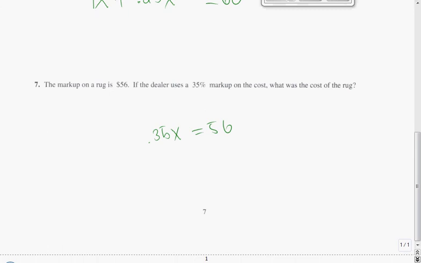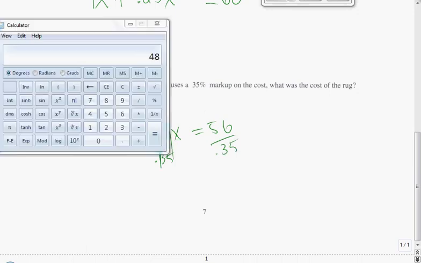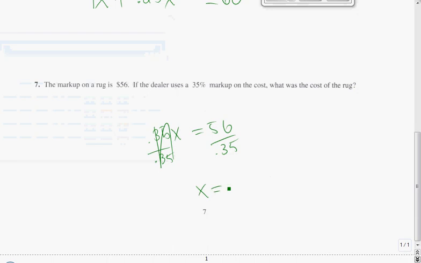We want to get x by itself, so we divide both sides by the coefficient of x, which is 0.35. The x cancels out here, and 56 divided by 0.35 equals $160. So the original price of the rug was $160. After he marked it up by 35%, the markup was $56, but the original cost of the rug was $160. See, that's what they're asking for. What was the cost of the rug?